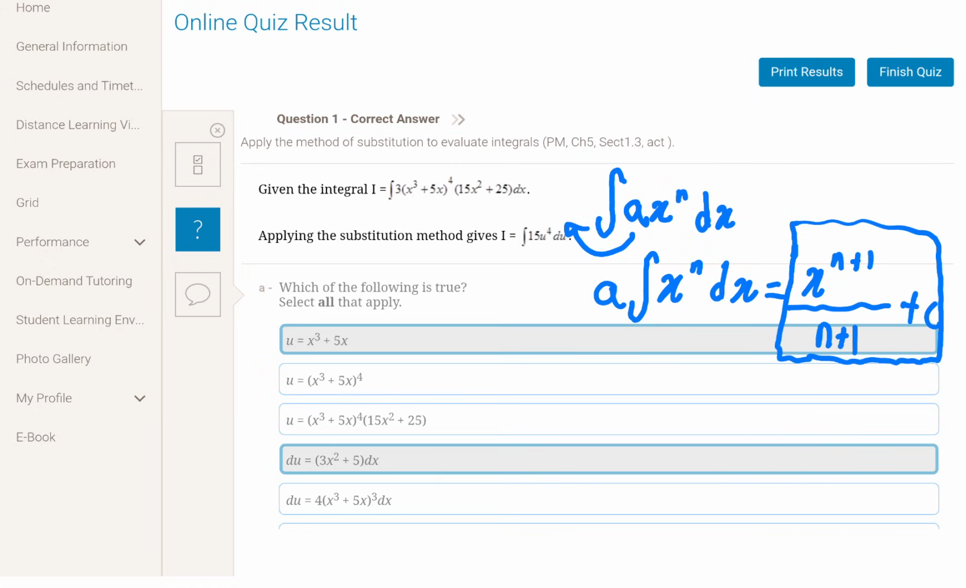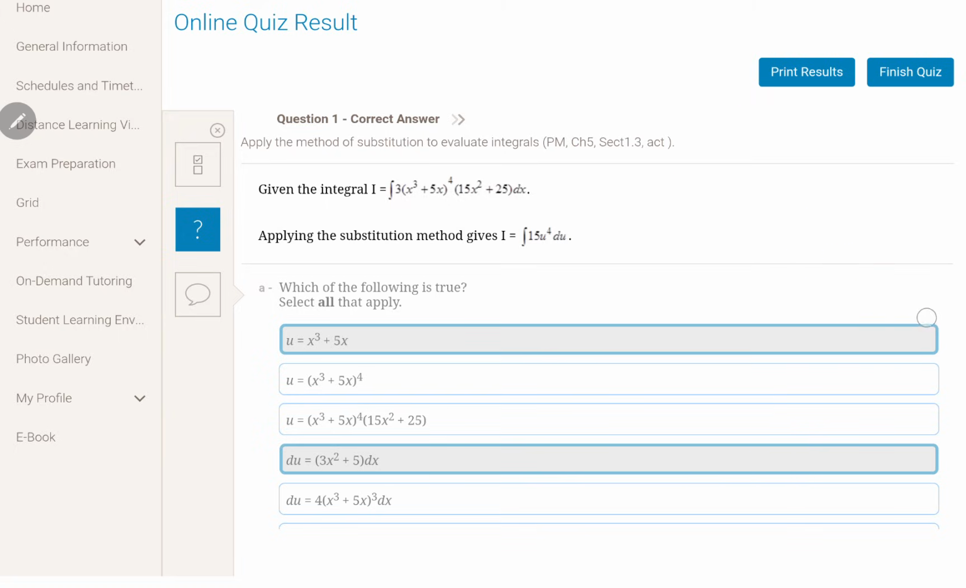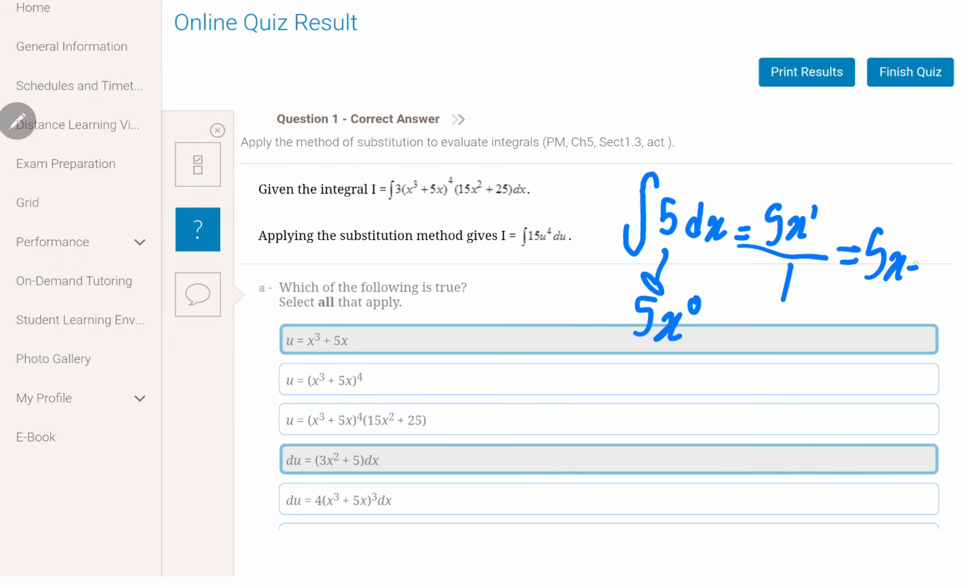Now, say they gave you integral of 5 dx. What do you do? This is essentially 5x to the power of 0, right? So you add 1 to the power, 5x to the power of 1, divide by the new power, 1, 5x, or sorry, just 5x plus c. This is the answer.